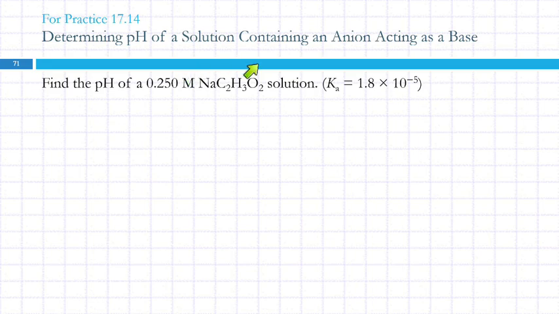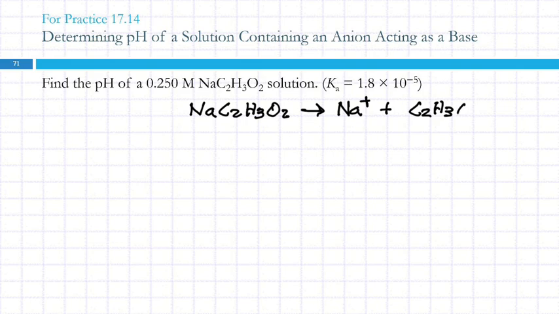Let's look at this thing that we have here. That's an ionic compound, right? It's a metal and something else. So that NaC2H3O2, that's going to separate into sodium ions and this other thing, which you may or may not recognize, acetate.